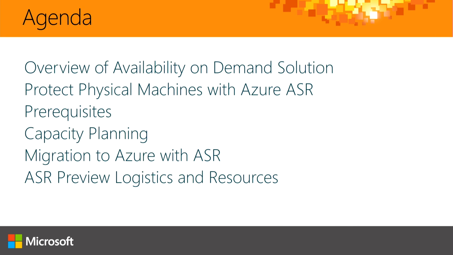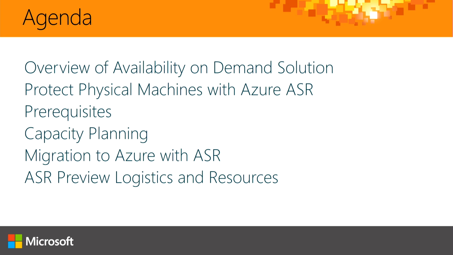So today we're going to look at availability on demand. What does that mean? We're going to look at protecting our physical machines with Azure. I was going to cover protecting machines on VMware as well, but there's an excellent session that looked at that during Ignite. So I will put the number of the session up on screen at the end, so you can check out either the session itself or the recording.